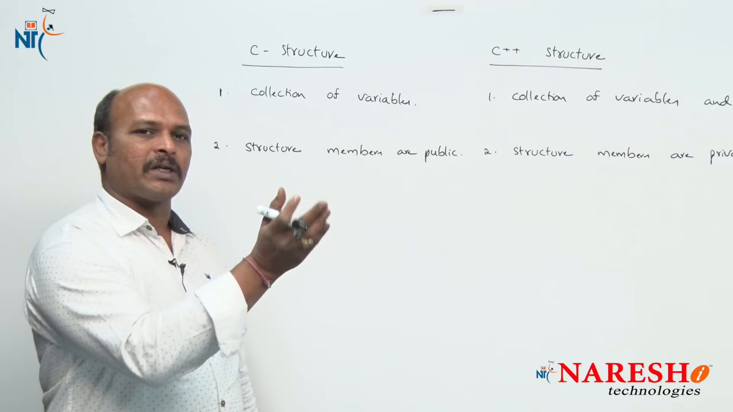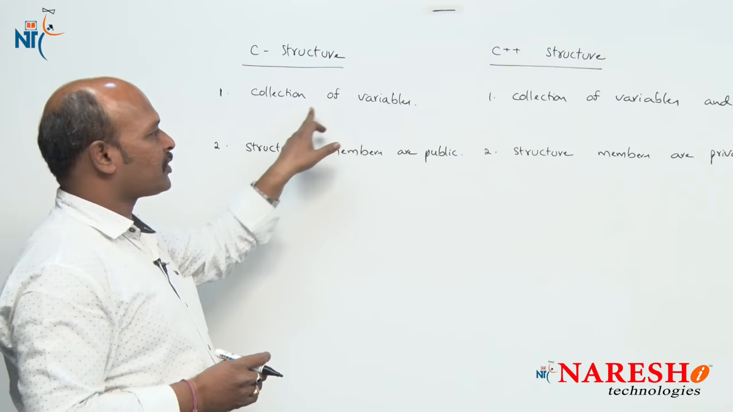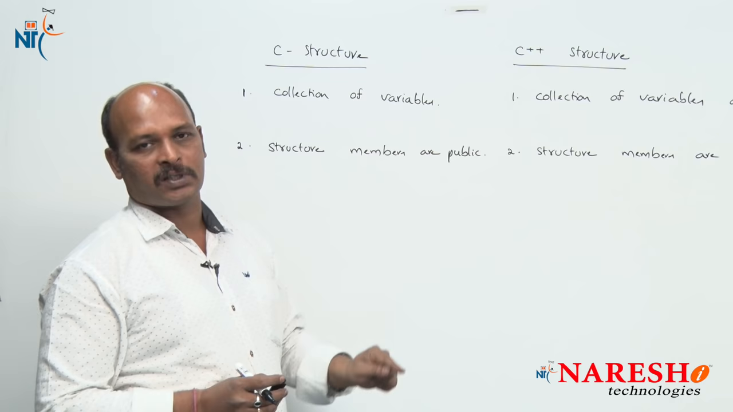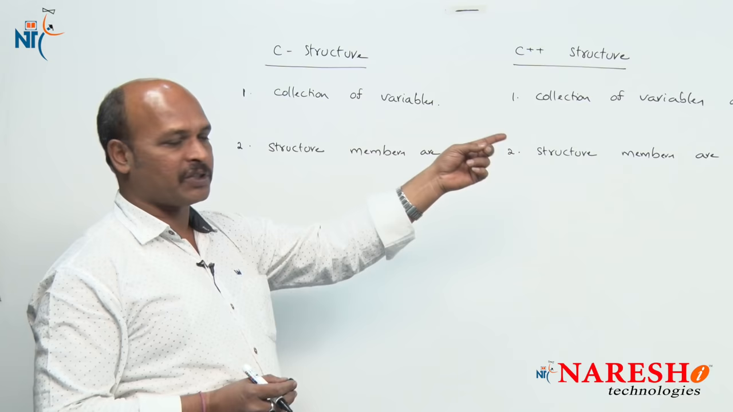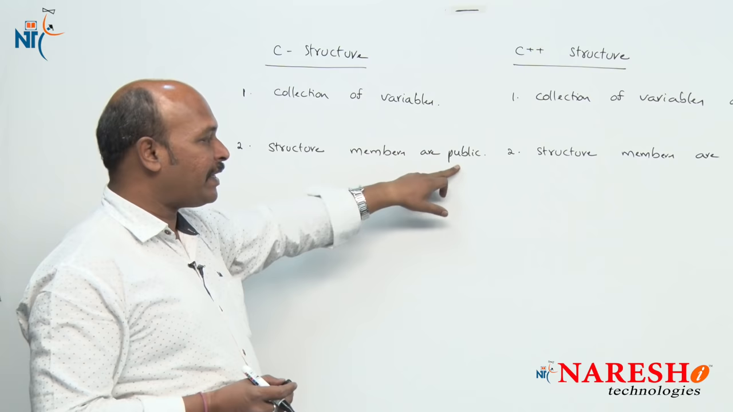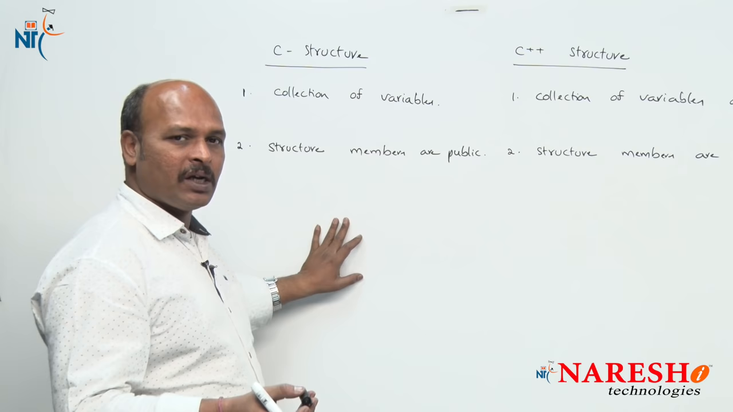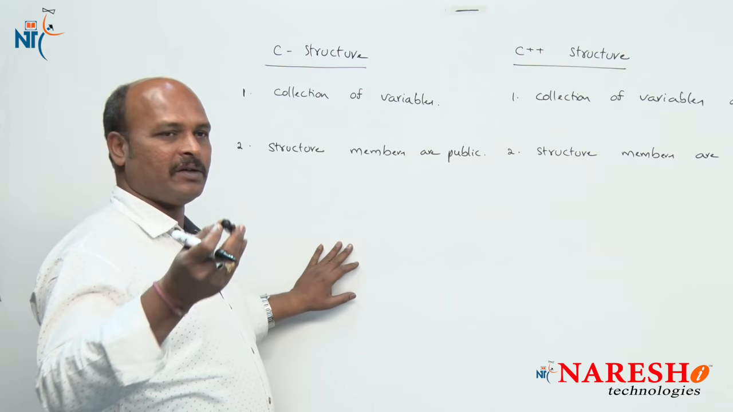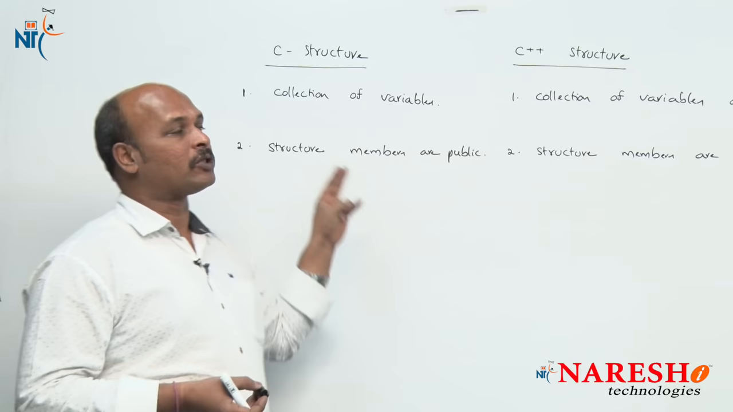The only difference is that C structure doesn't allow functions inside the structure, and C++ allows both variables and functions inside the structure. And C structure members are by default public, that means we can access the structure members from anywhere in the program, but in C++ they are private, public, protected. These are the two major differences between C structure and C++ structure.